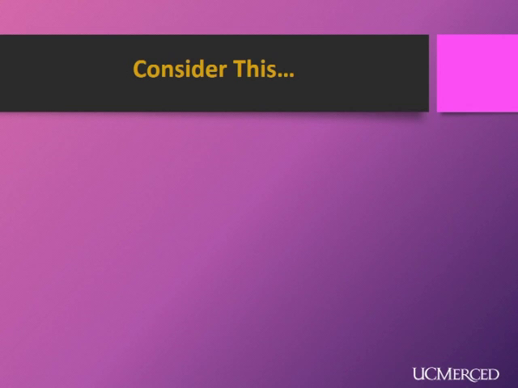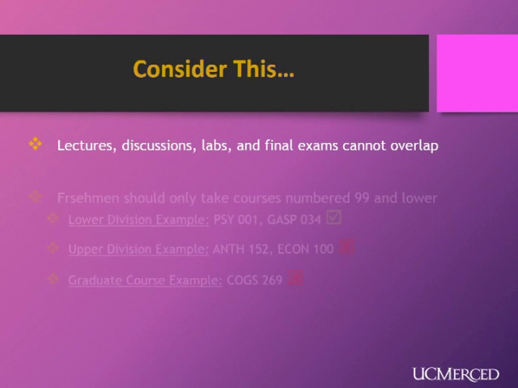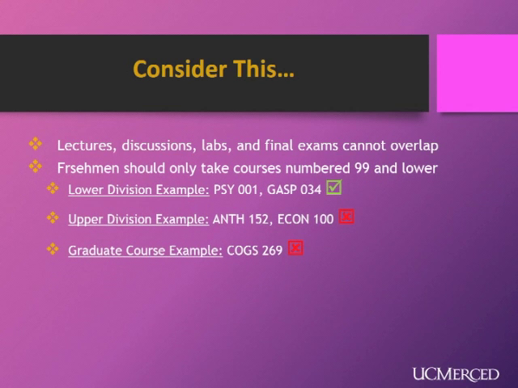Let's go over a few things that you should keep in mind as you're creating your schedule. Lectures, discussions, labs, and final exams cannot overlap. You cannot be in 2 places at once. Freshmen should only be taking lower division courses. That means courses numbered 99 and below. Examples of lower division courses are Psych 1 and GAS 34. Examples of upper division courses are Anthro 152 and Econ 100. If you see a course in the 200s, then that is a graduate level course for graduate students.